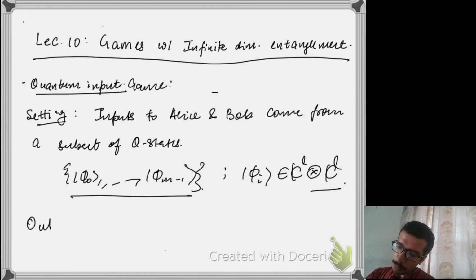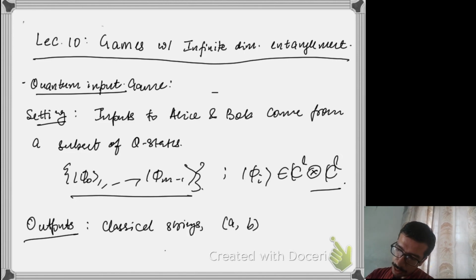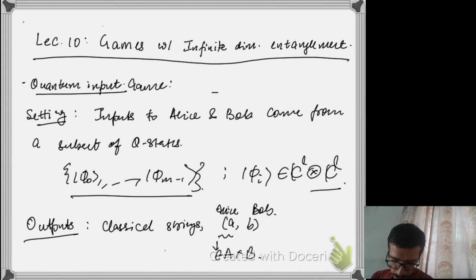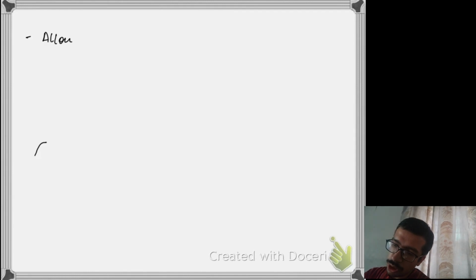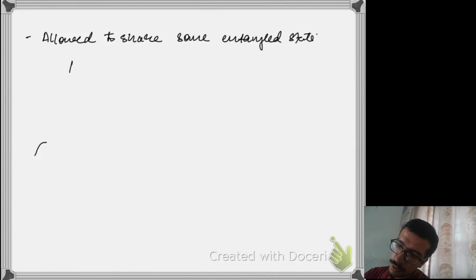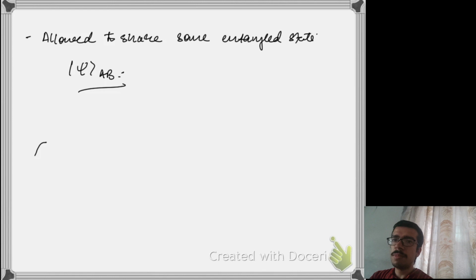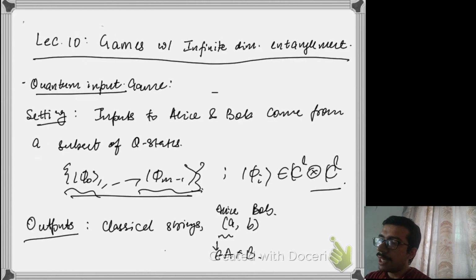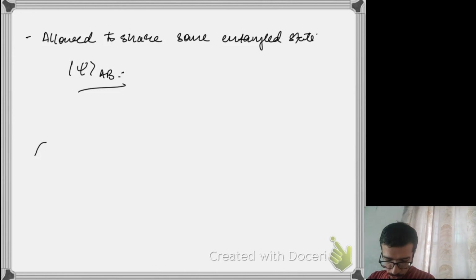Now what are the outputs here? The outputs are the same as before, that is, they have to be classical bits, or classical strings A and B. This is the output of Alice, this is the output of Bob, and let us say that these come from the set A cross B. Here we will consider that Alice and Bob are allowed to share some entangled state psi AB. This is something they are sharing between them, and phi i is the state which they are given as input.